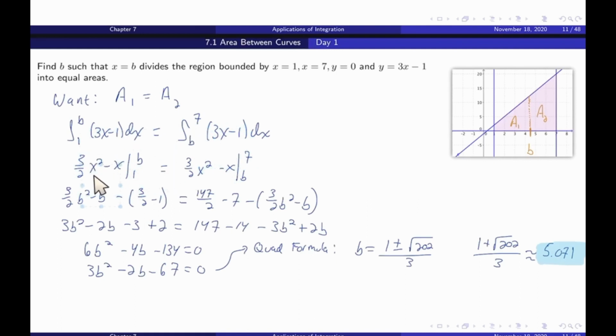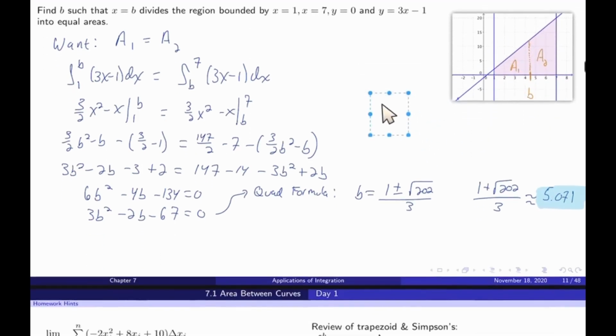Taking the antiderivatives, substituting in b's and 1's and b's and 7's everywhere, gives me this. Everything's even, divided by 2, quadratic formula. I get kind of a messy answer, but one that does seem pretty reasonable. At the point 5.071, the area to the left underneath that curve is the same as the area to the right under that curve. Okay?